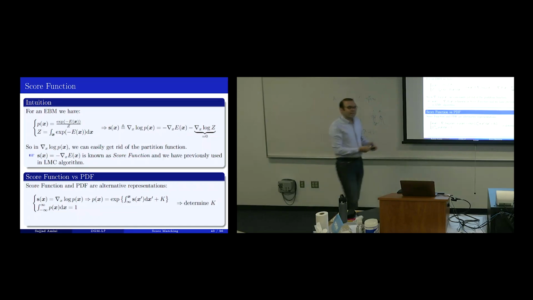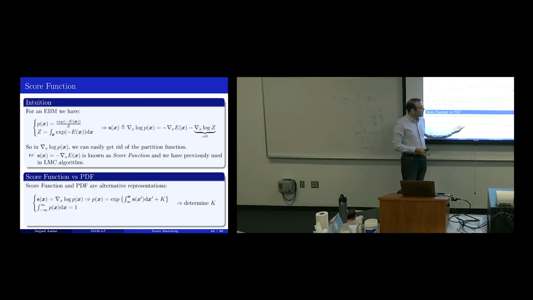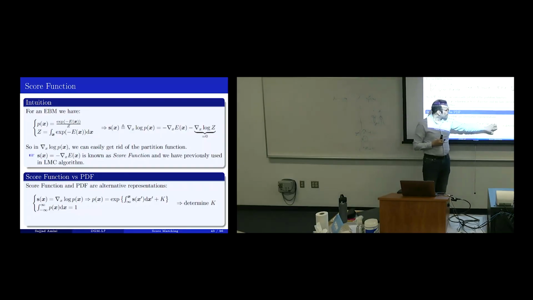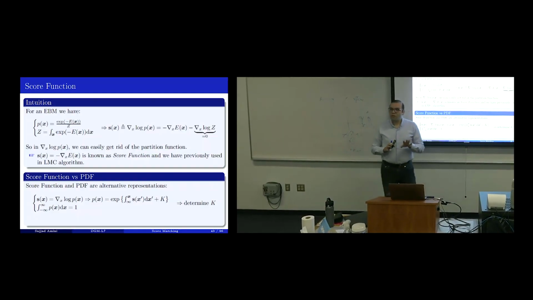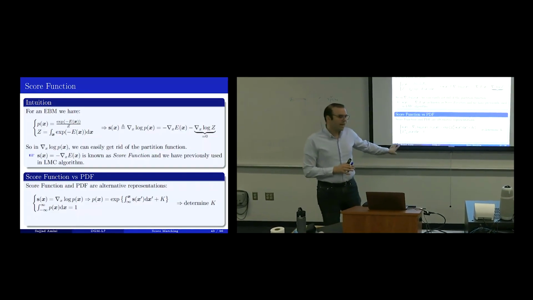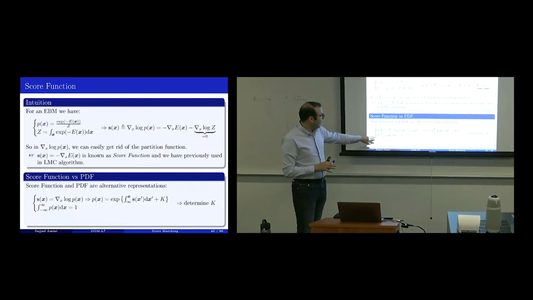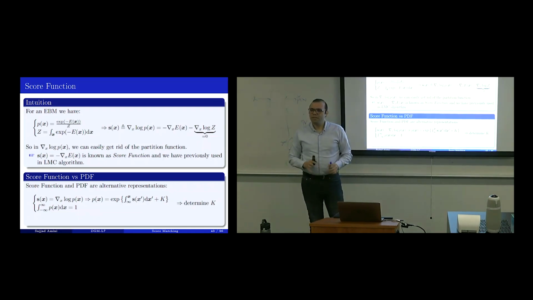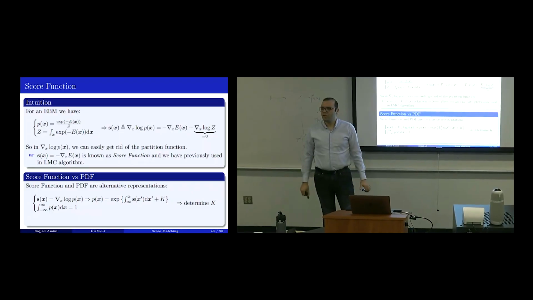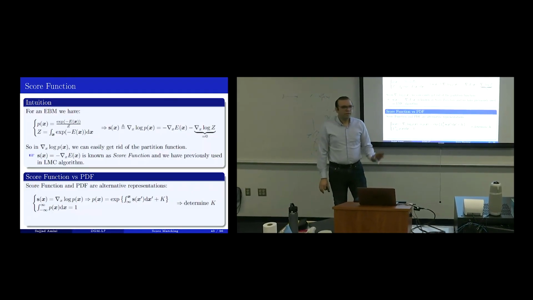But in the probability and in P of x, we have a property. What is that property? Yes, the area under the curve is equal to 1. So this constant should be selected such that the area under the curve is equal to 1. So just for the case of the probability, we have this property that these are alternative representations. It means that no information is missed when you switch to the score function. Okay?